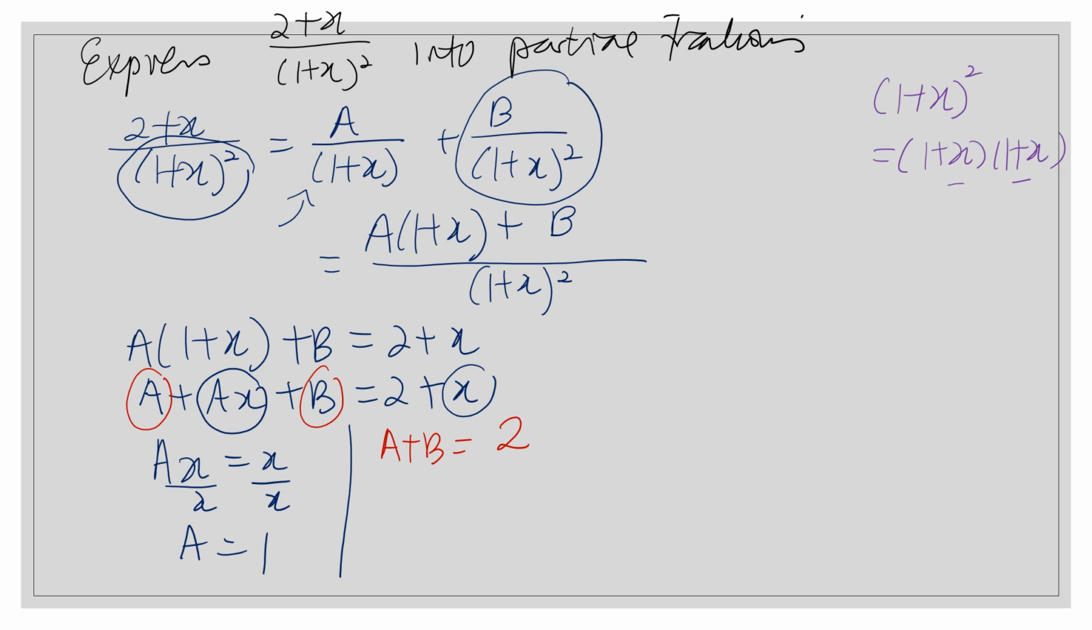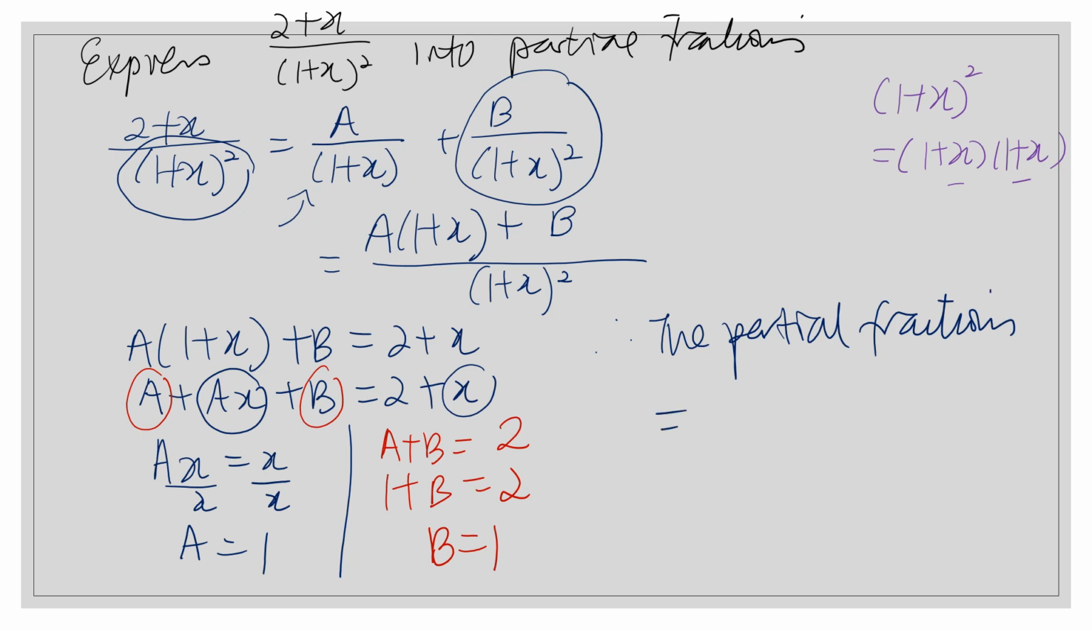After we found the value of a equals to 1, we can just substitute into a plus b to get 1 plus b equals to 2. And from there, b is equal to 1. Okay, great. So now we have found the values for a and b. We can just put them back into our partial fractions. So therefore, the partial fractions are just a over 1 plus x, which is just 1 over 1 plus x, plus b, which we also got as 1, so it's just plus 1 over bracket 1 plus x to the power of 2. Okay, this is how we do it.